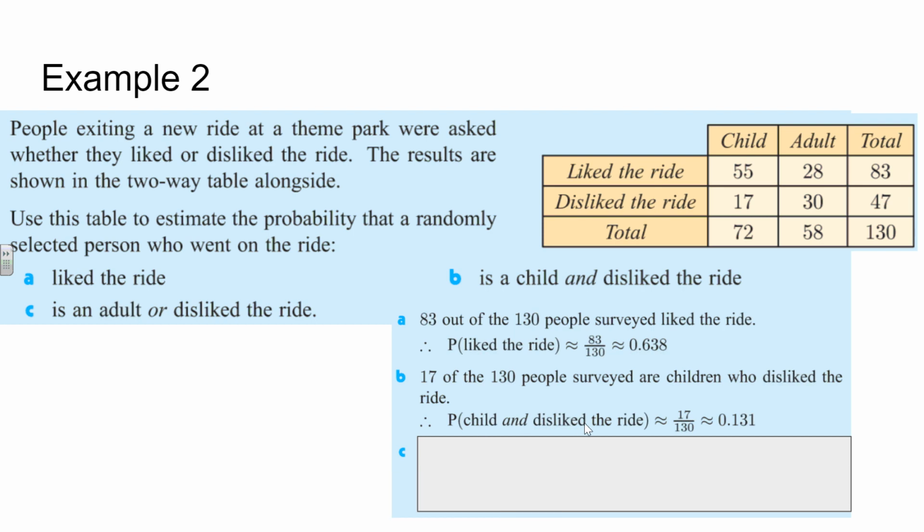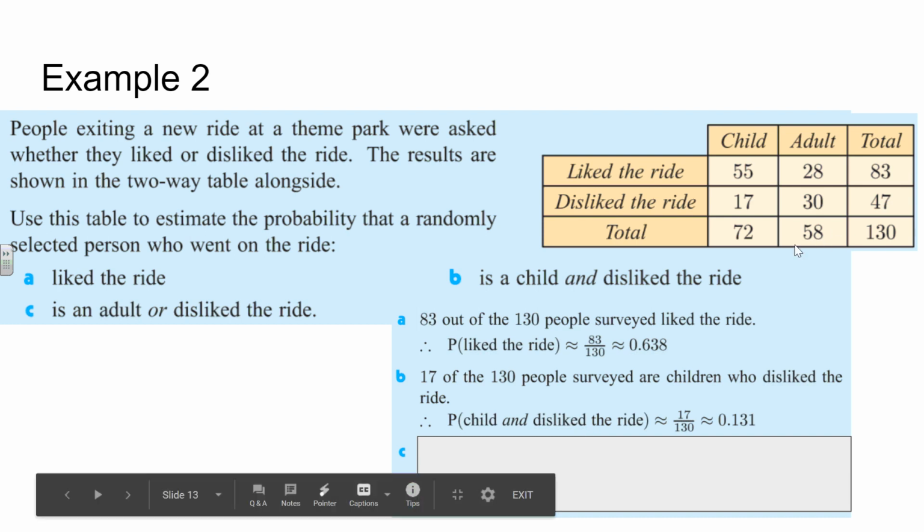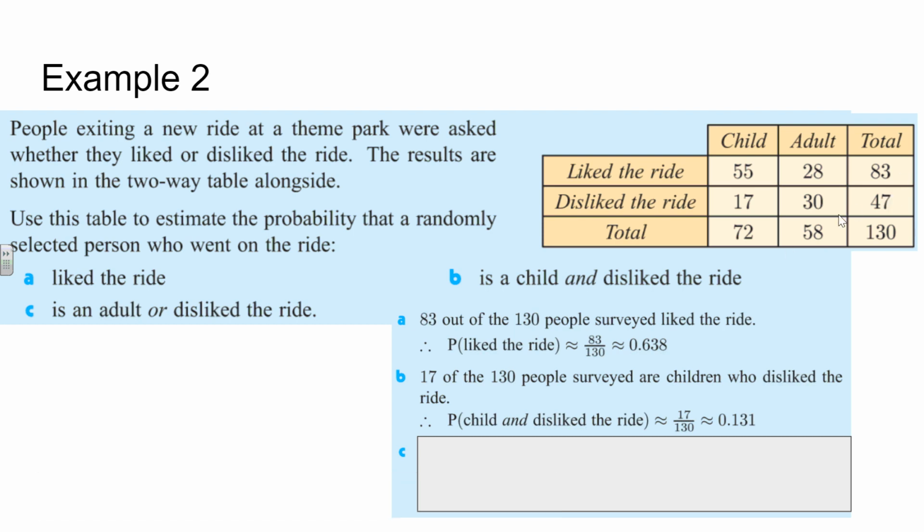Question C, a little bit more challenging. Is an adult or dislike the ride? Okay, so adults, we have 58 adults, and dislike the ride 47, but we can't just come in here and add those together, because if we do so, we're going to be including this group of 30 people twice. So we have a couple of options here. One, we could add those numbers 58 and 47 and subtract the 30.